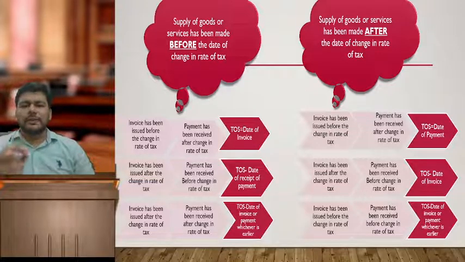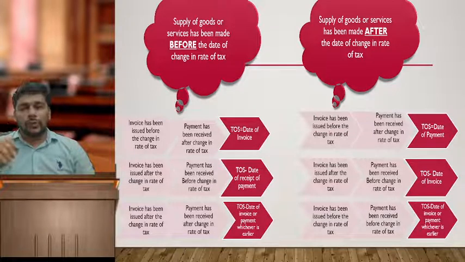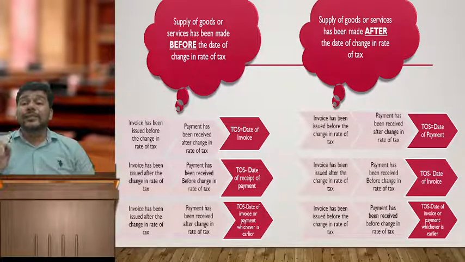So for instance, let us assume over here that supply took place on 16th of July. Rate of tax changed on 18th of July. Invoice was issued on 20th of July. Payment has been received on 25th of July. Then date of invoice or date of payment, whichever is earlier. So date of invoice, that is 20th of July, will be the time of supply in such case.